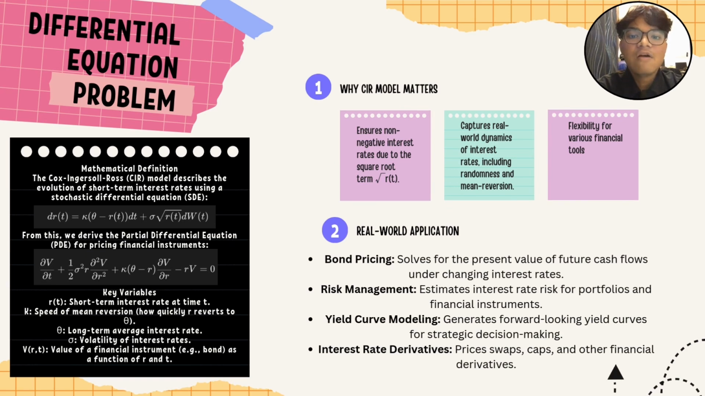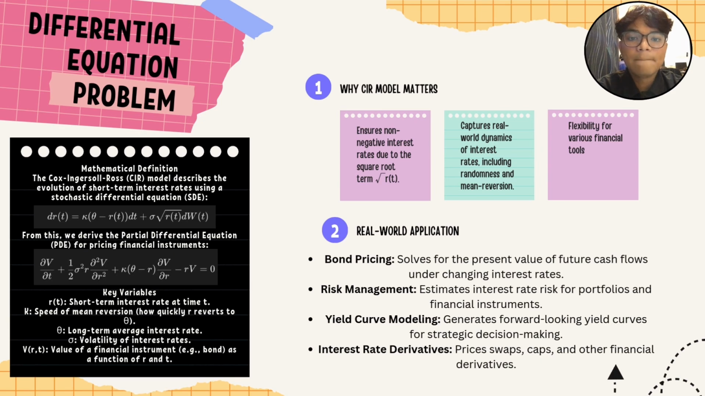The third one is flexibility for various financial tools. It is used in pricing bonds, derivatives like swaps and caps, and even in building forward-looking yield curves. So, the next part is real-world application. Banks use the CIR model in several ways.